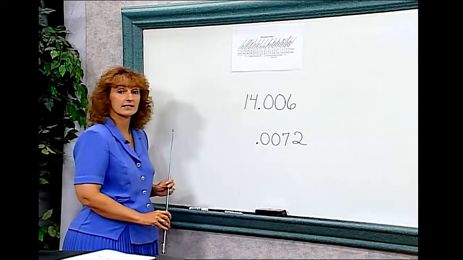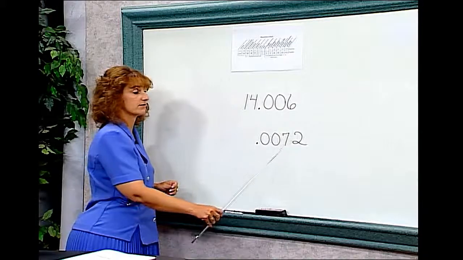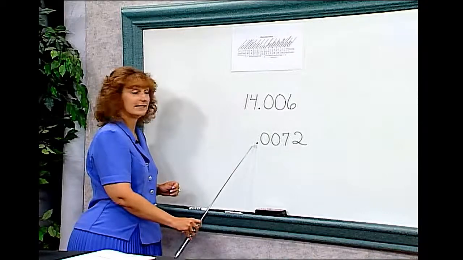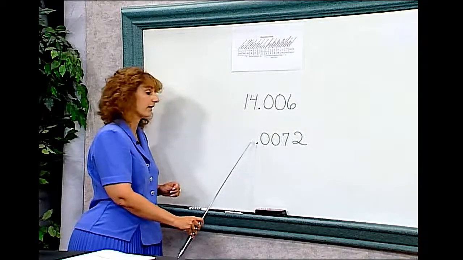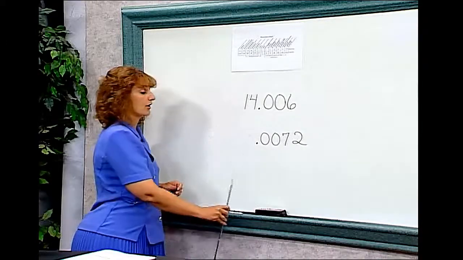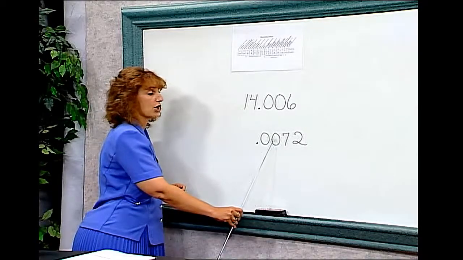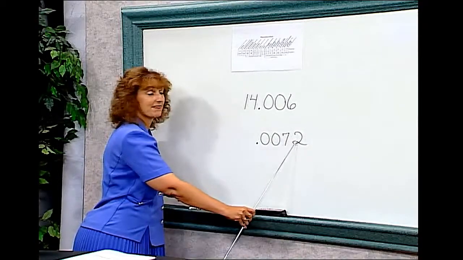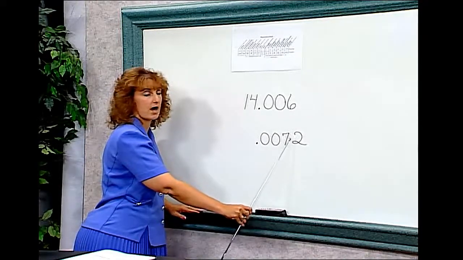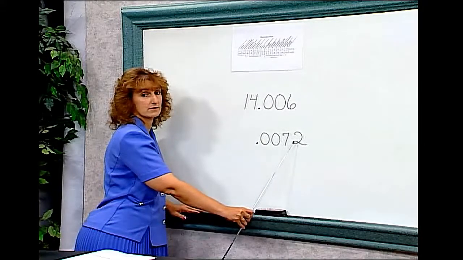If we look at our second example, we have 0.0072. There is no whole number, so we do not need to read the decimal point as the word and. We can just read our decimal part. Since we have 4 places past the decimal point, tenths, hundredths, thousandths, 10,000ths, the 72 ends in the 10,000ths column, so this decimal is read as 72 10,000ths.